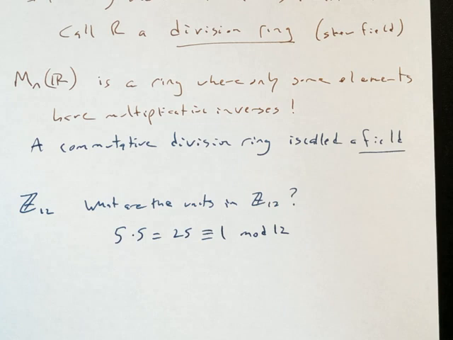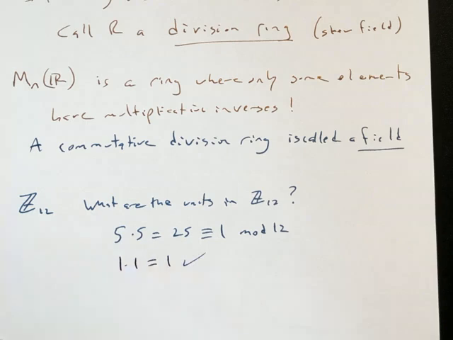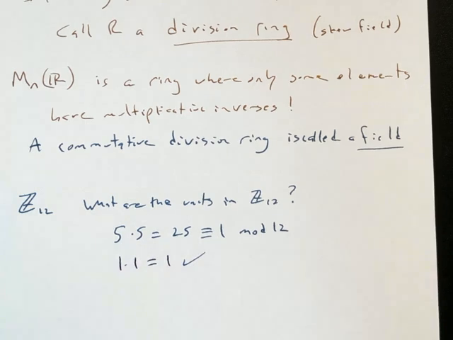There should be one unit that's obvious. Say again? 1. 1 times itself, right? I'm going to make an incredibly, I hope, obvious statement. Unity should always be a unit. If you've got a ring with unity, you have a multiplicative identity, and it should have a multiplicative inverse itself. What else? 7 and 7.